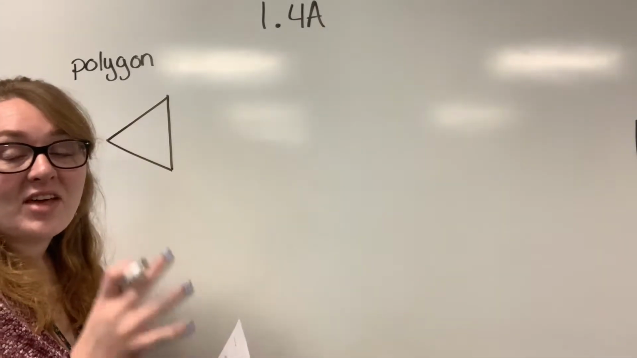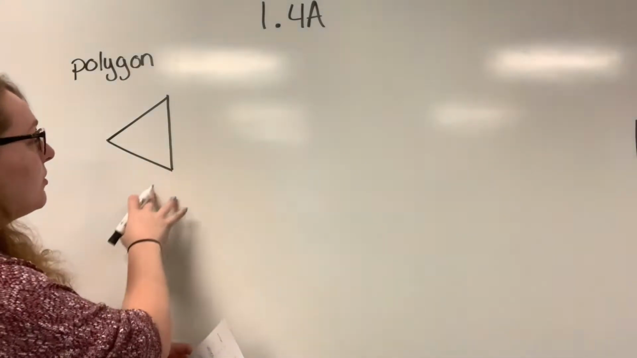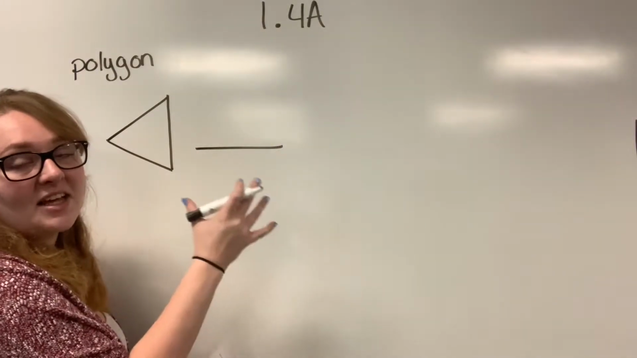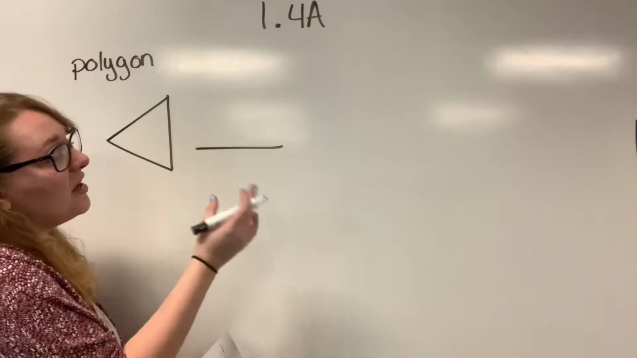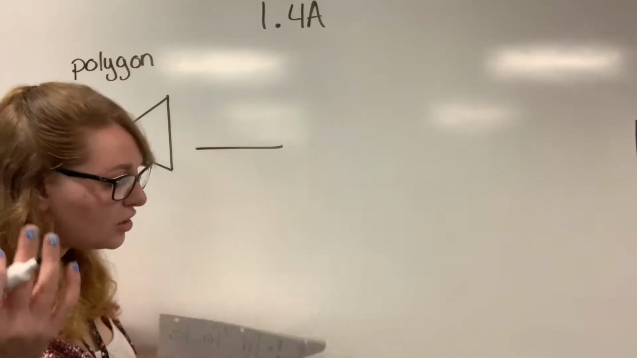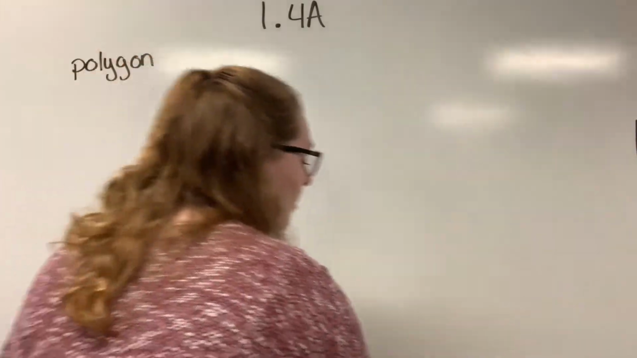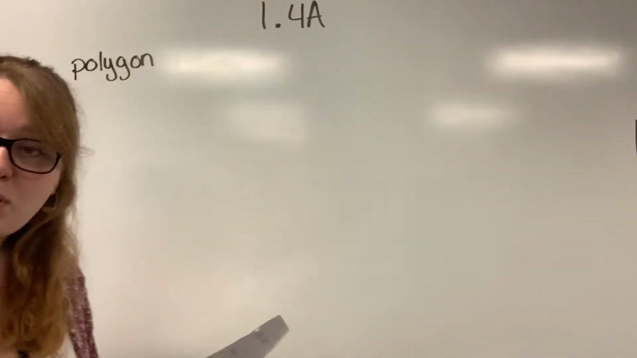And it has to have at least 3 lines. So what I drew here, that is a polygon. This, it is technically flat. It's not open, but it does not have 3 sides. So this is not a polygon. Okay, so polygons have different parts.